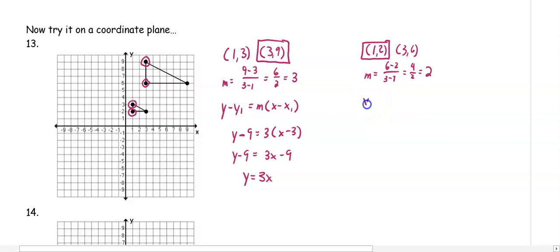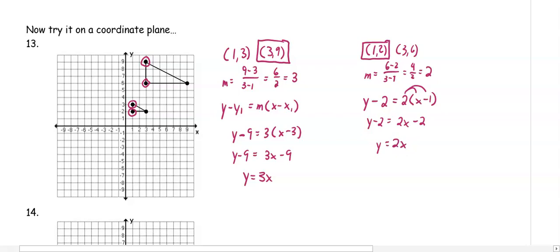I'm going to write the equation in point slope form. Y minus 2 equals 2 times x minus 1, and we're going to solve this to get y by itself. So I'm going to distribute the 2. Y minus 2 equals 2x minus 2. When we add 2 to both sides, we get y equals 2x.